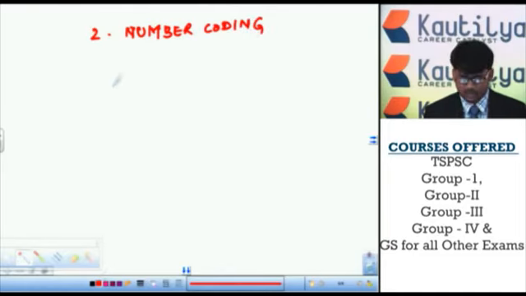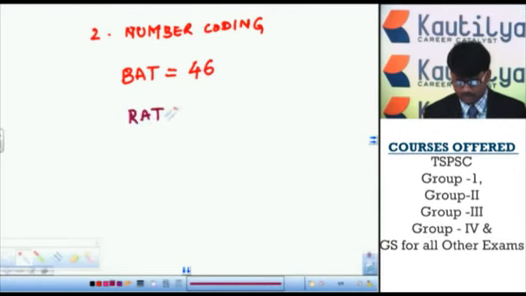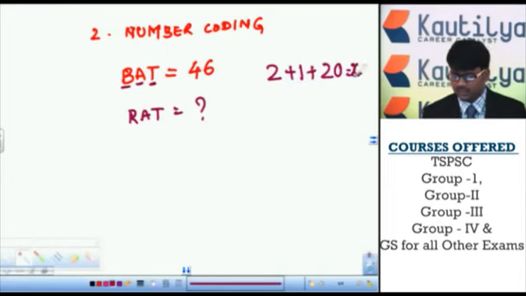Example of number coding is BAT. B-A-T, BAT is coded as 46. How is the word RAT coded? For example, here the letters are coded by the numbers. The number place of B is 2, the number place of A is 1, the number place of T is 20. The sum of the letters is 23, but they gave the value 46. 23 doubled is equal to 46.